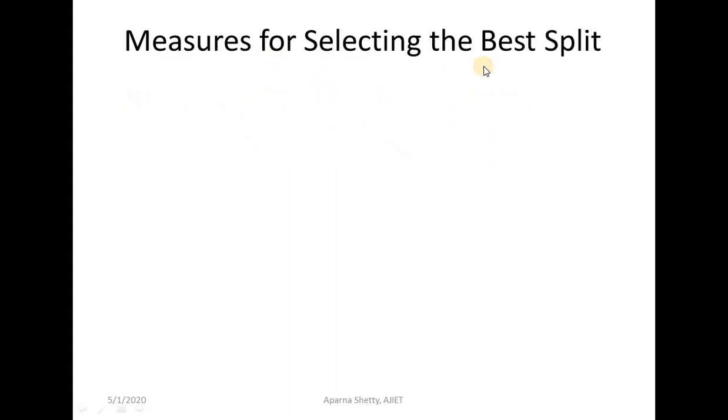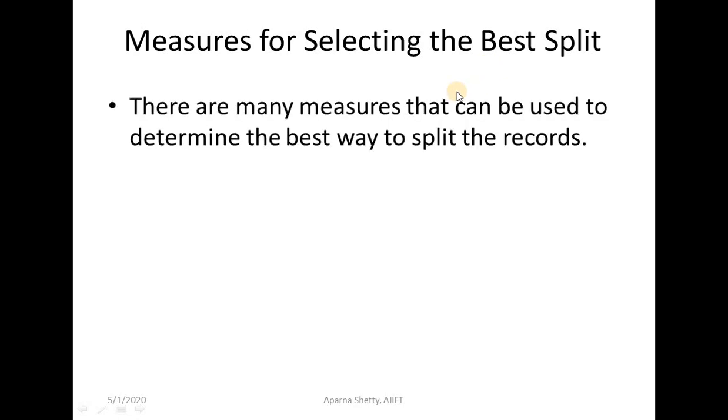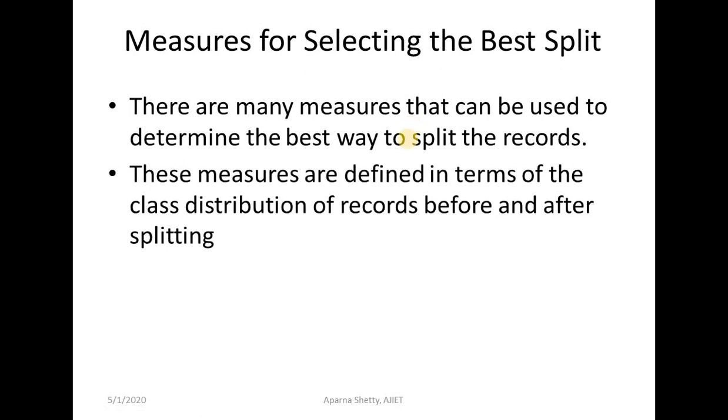Measures for selecting the best split. There are many measures that can be used to determine the best way of splitting the records. These measures are defined in terms of the class distribution of the records before and after splitting.